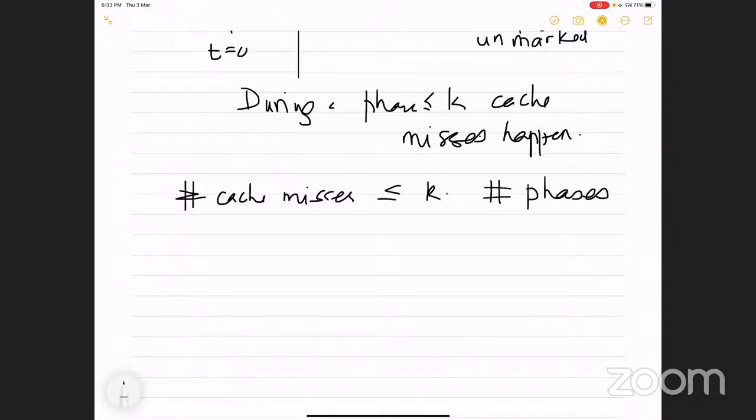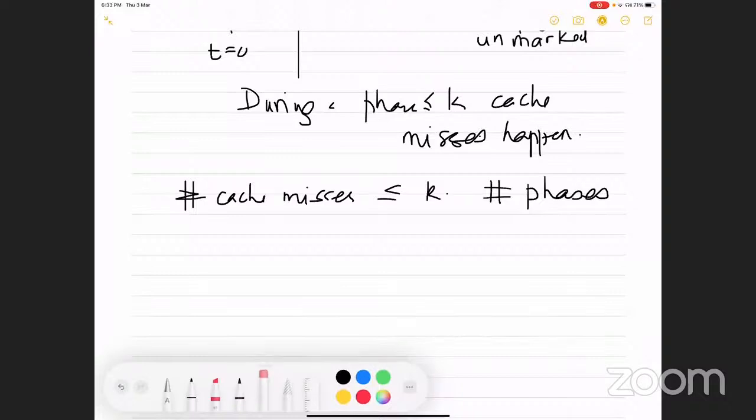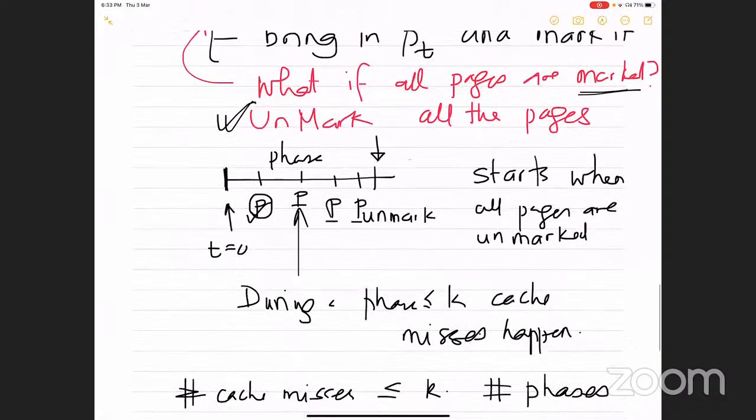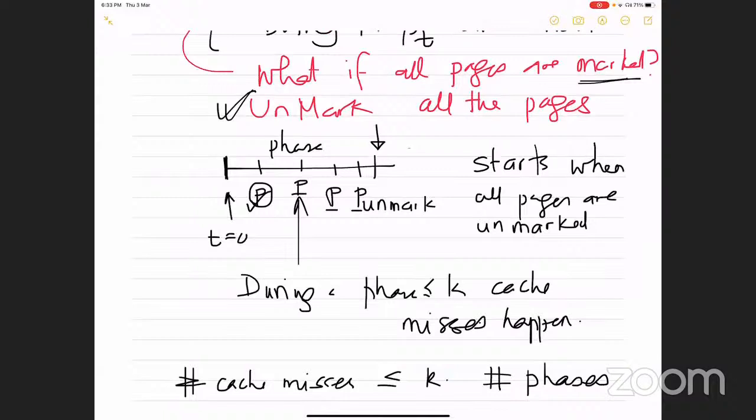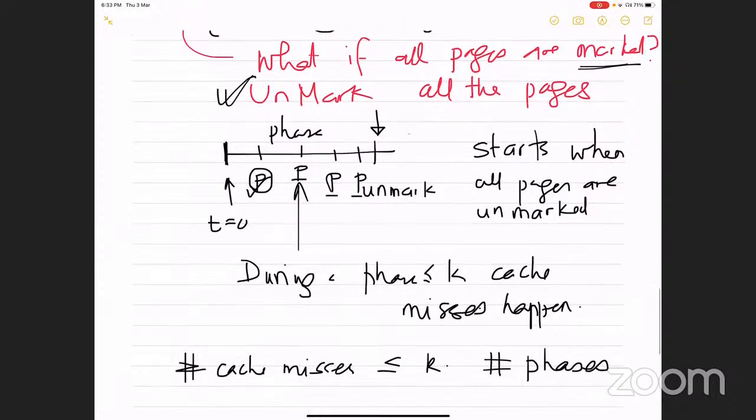And what about the optimum algorithm, the algorithm which knows everything? I claim that for each phase it has to incur at least one cache miss. Why? Because what happens at the beginning of a phase? At the beginning of a phase, all the pages are unmarked. Now, to mark all of those pages, you have to request each such page at least once. So during a phase, you will request at least K pages, or in fact, exactly K pages.